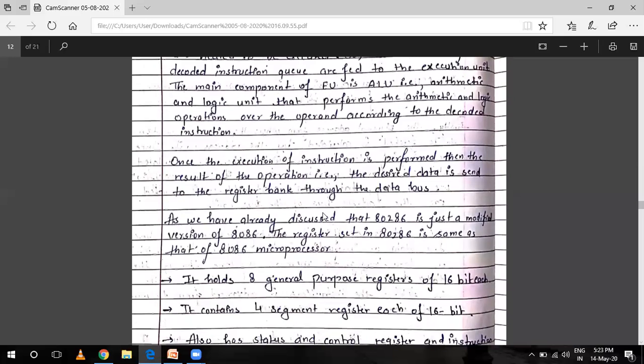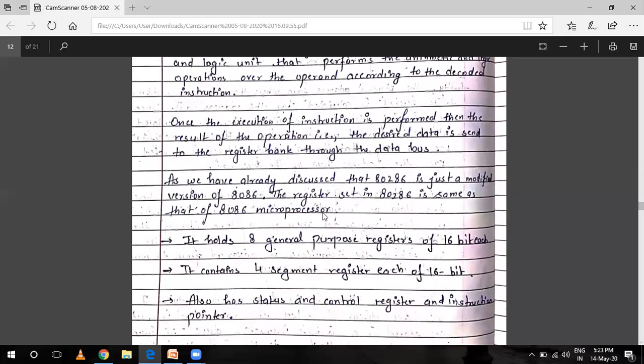Now, discuss about the register set of 80286. It holds 8 general purpose registers of 16-bit each. It contains 4 segment registers, each of 16-bit, and also the status and the control register and instruction pointer.